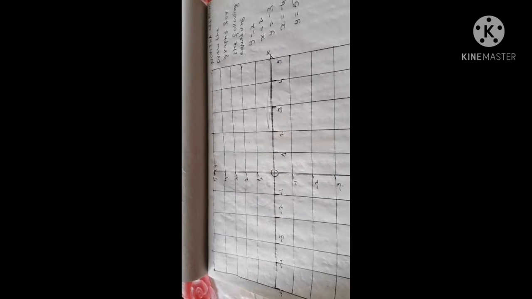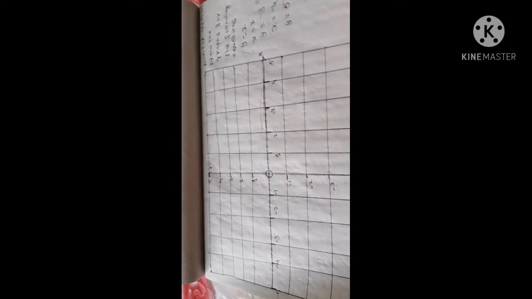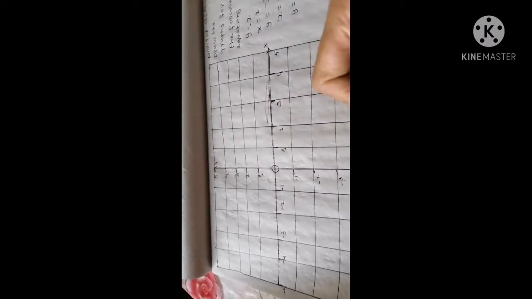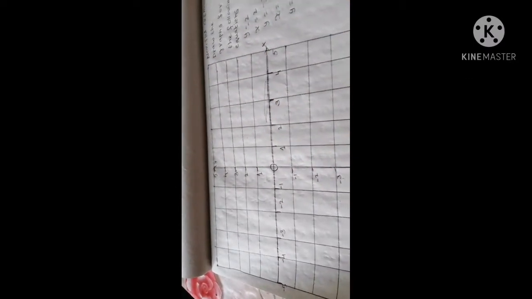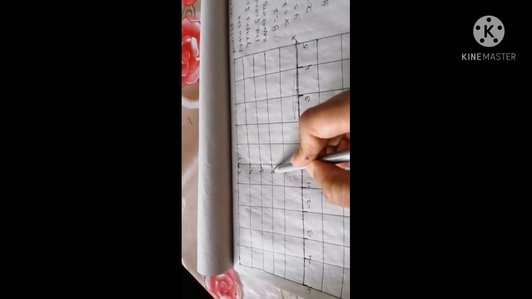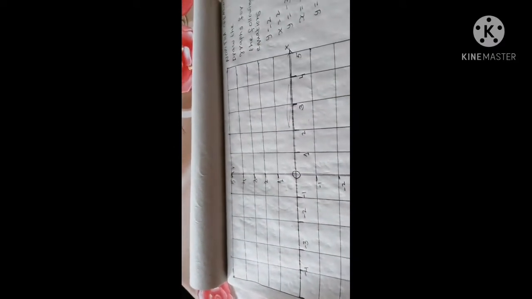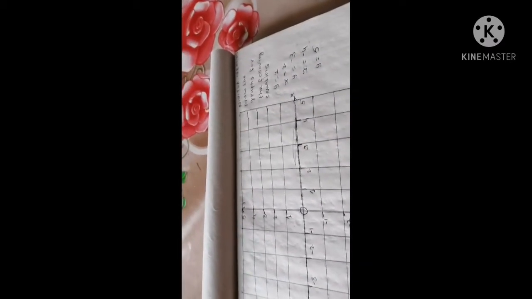First, when we see the graph, we need to know this is x-axis and this is y-axis. After that, we need to show y equal to 2. This is 2. So on y-axis, this is 2. Isn't it? Is that correct? Yes, it is correct. So how can we show on the graph y equal to 2?